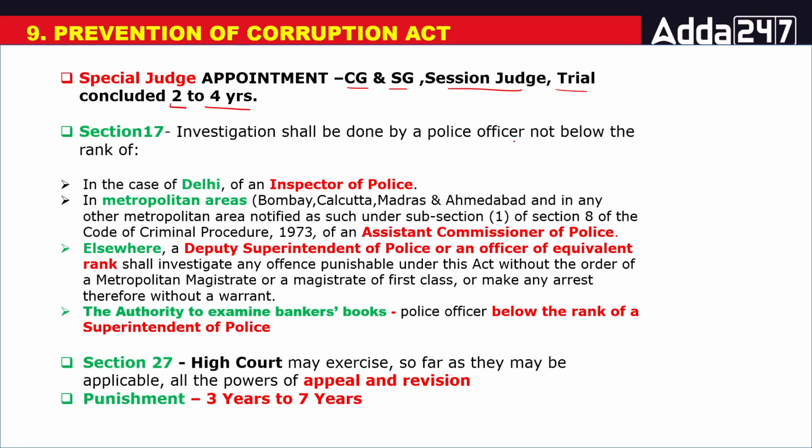Who will investigate? A police officer not below the rank of inspector of police if the place is Delhi. If the place is a metropolitan area, Mumbai, Kolkata, Madras, Ahmedabad, then assistant commissioner of police. And if the place is elsewhere, then the deputy superintendent of police. Okay. The authority to examine the banker's book is a police officer not below the rank of superintendent of police. Okay. For appeal and revision, you can file the case in the High Court. Punishment will be minimum 3, maximum 7 years. Important point.